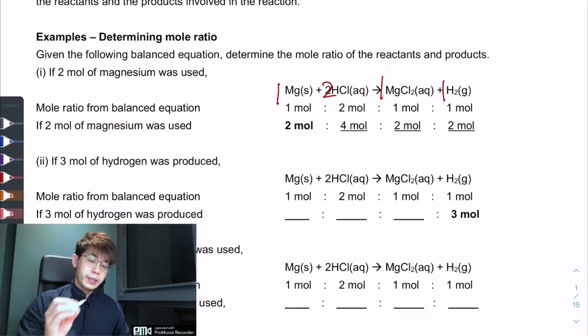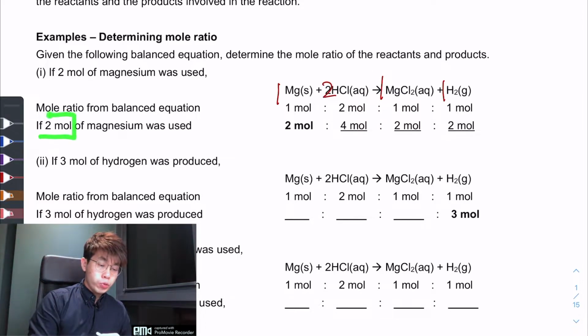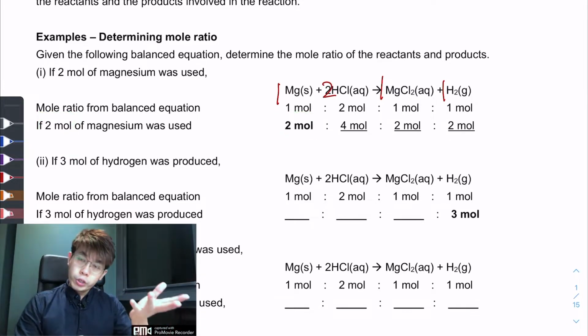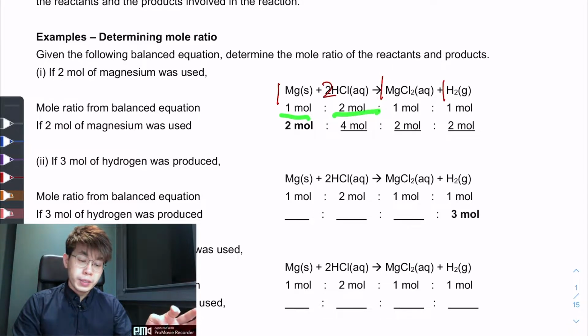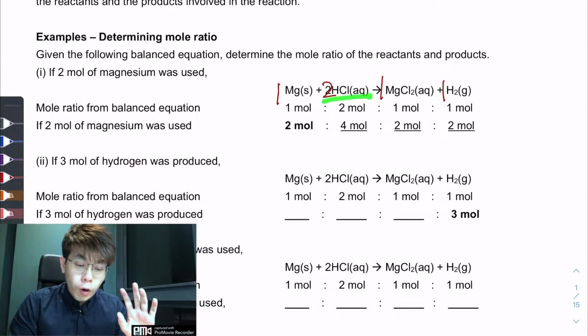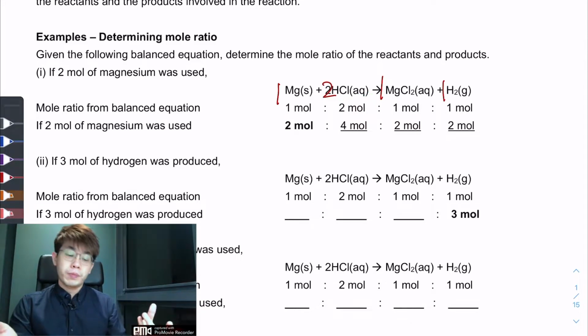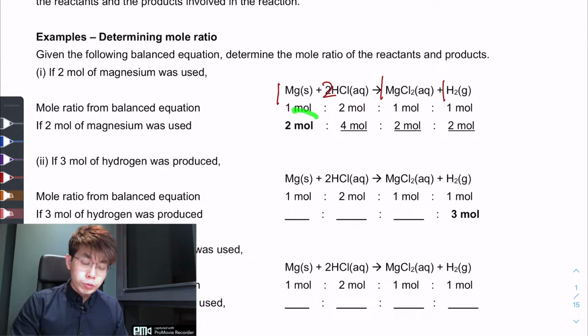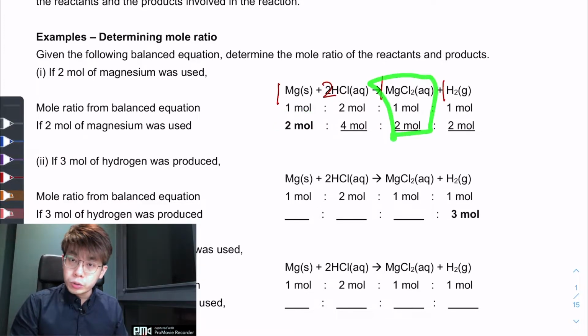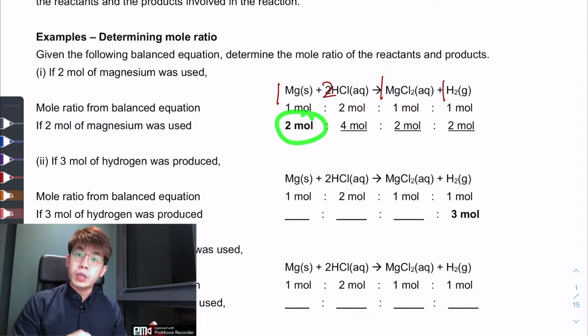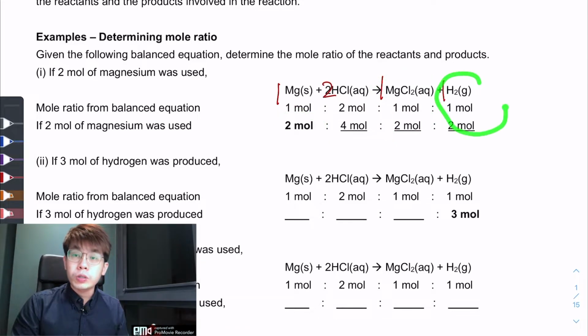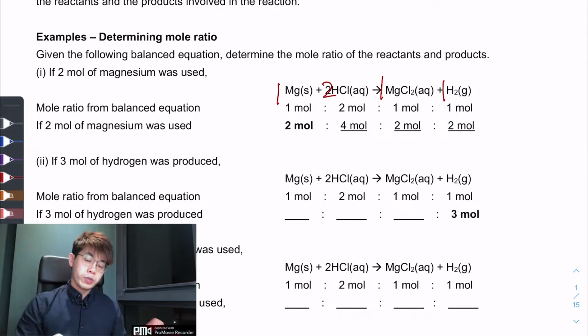In this example, first we say that if I'm given 2 moles of magnesium, that means this one over here, bolded, is 2 moles. Now, ratio 1 is to 2 is the same as 2 is to 4. So if I have 2 moles of Mg, I need to react with 4 moles of HCl. That is given by the ratio. If I have 2 moles of Mg, I can produce a maximum of 2 moles of MgCl2, or a maximum of 2 moles of H2. Right? So let's try the next question.